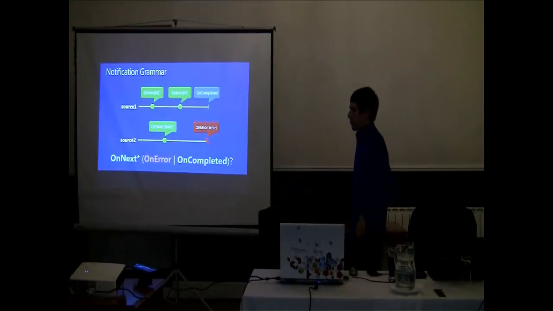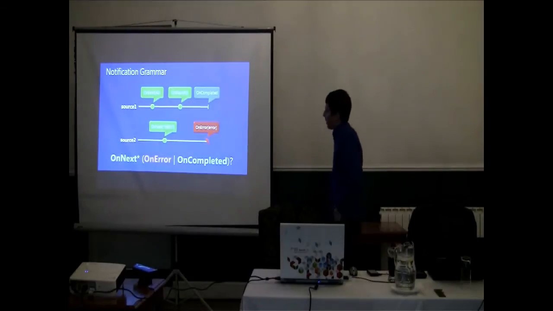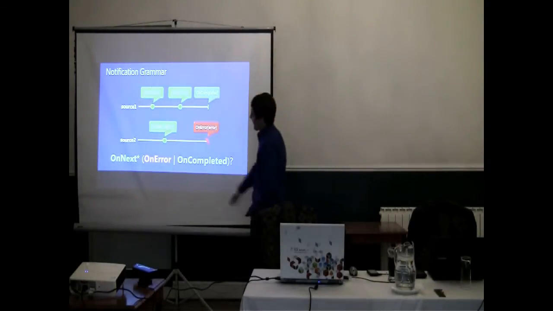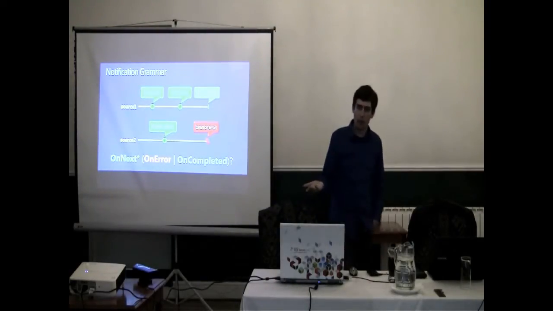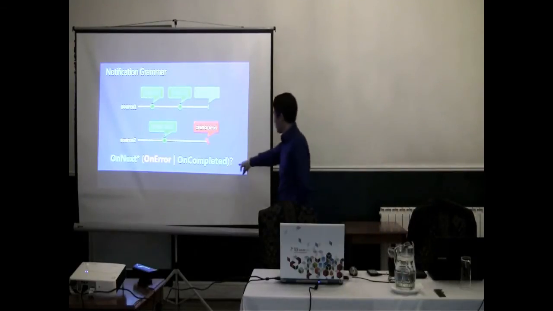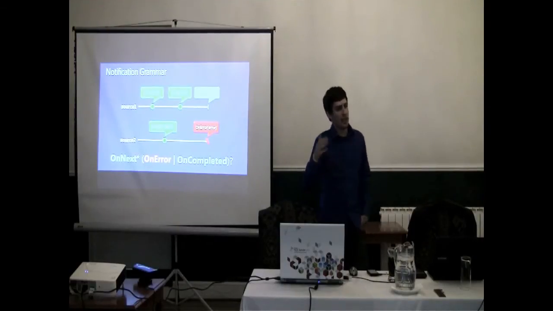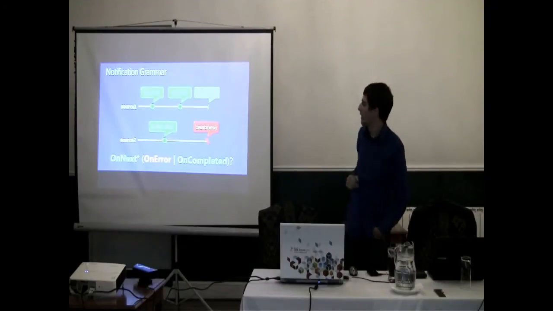To really sum it up, this is the more formal specification of the message grammar. You can get any number of onNext calls, including 0, including an infinite number of those, followed optionally, that's the question mark over here, with an onError or an onCompleted, which means the sequence terminated successfully or exceptionally. So that's basically the grammar.